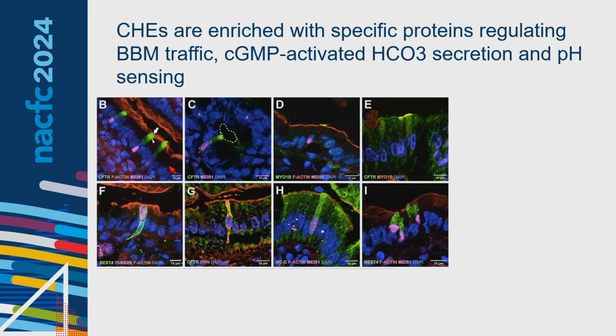So I showed you these two panels, B and C, before, but we found that the cells are enriched for myosin 1B, and you can see the co-localization of CFTR and myosin 1B in the apical domain of these cells. BEST4 is enriched in the basal domain of these cells and extends into basal processes in the lamina propria. And the cells are also enriched for tubulin, part of the microtubule machinery that is important in trafficking, which we know the cells do.